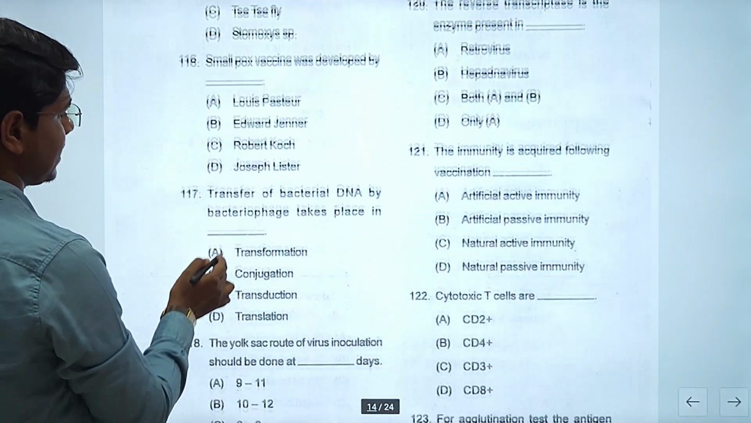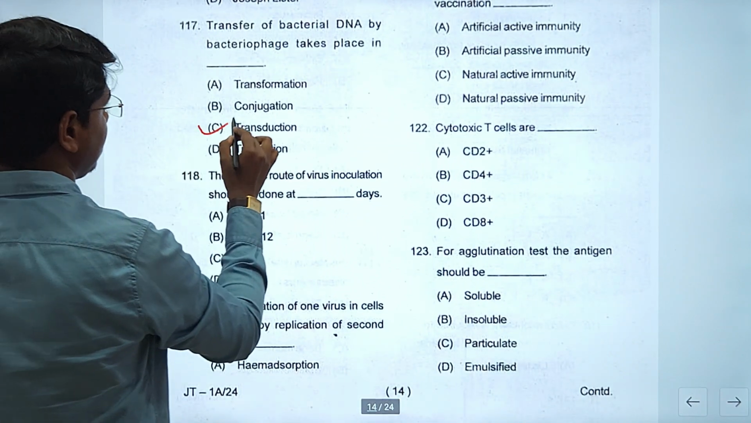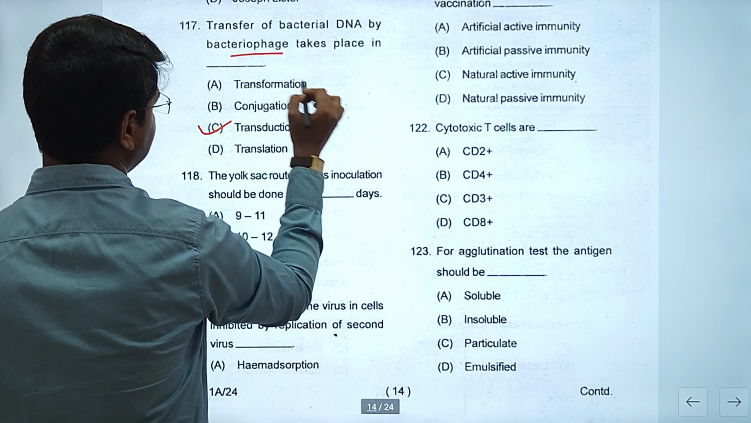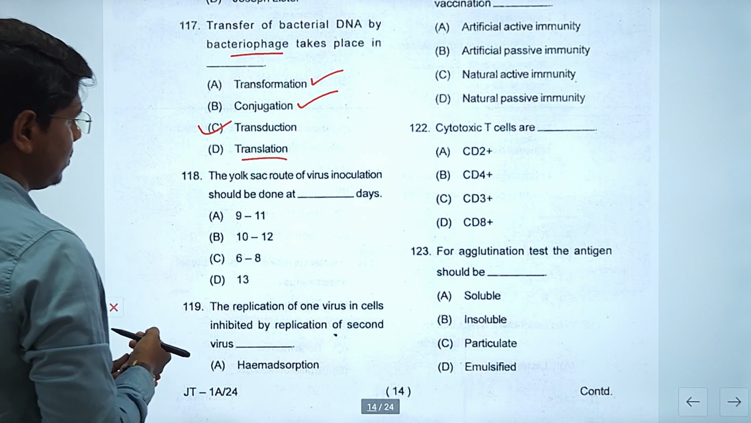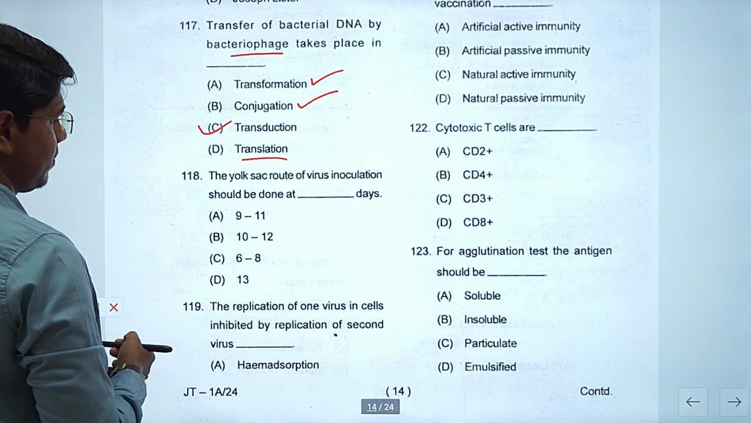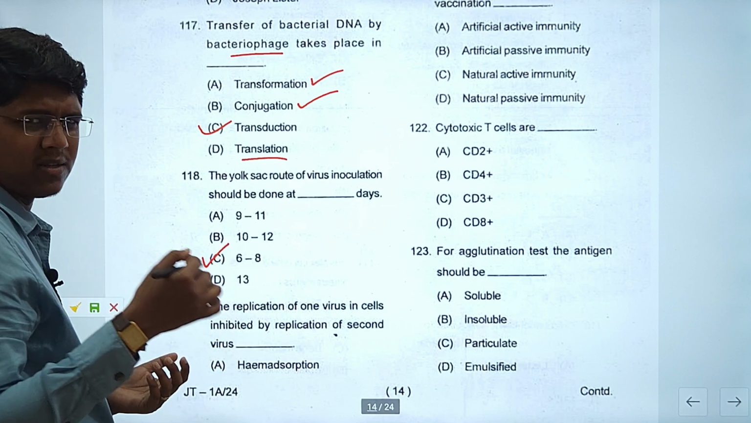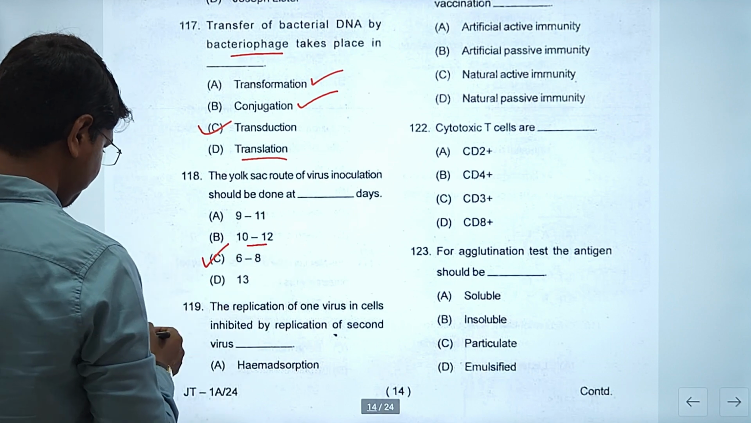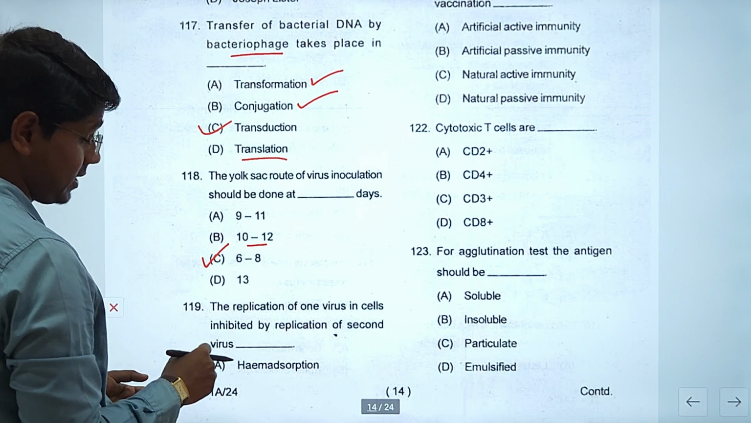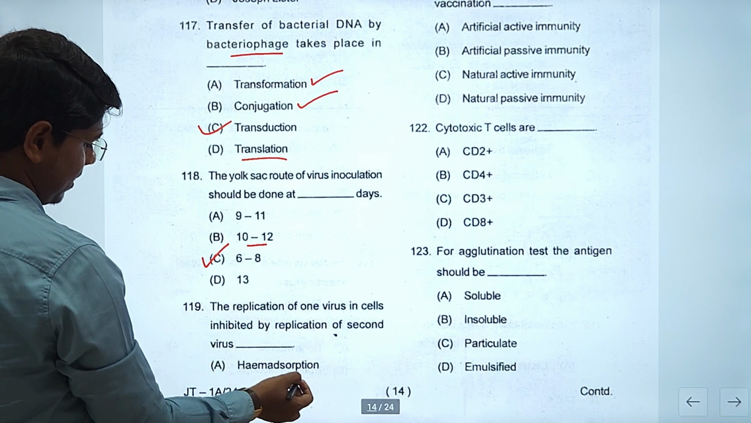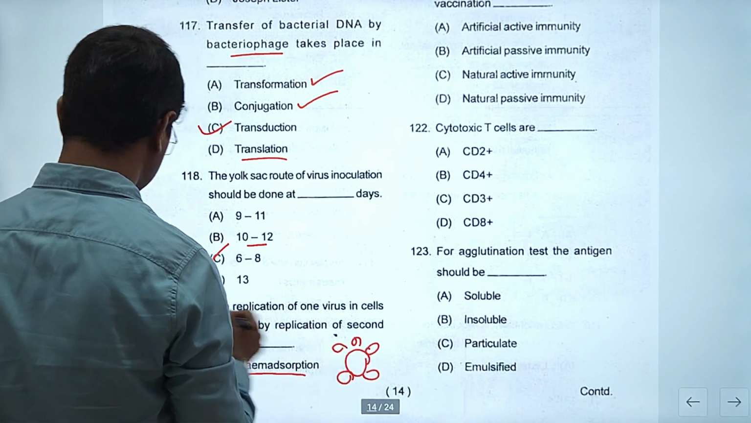Next question. Transfer of bacterial DNA by bacteriophage is transduction. Transduction. When it is taken from the environment, it is transformation. When by direct contact, conjugation. Translation is basically protein synthesis. The yolk sac route of virus inoculation should be done at 6 to 8 days. In some viruses and some articles it is also 10 to 12. The replication of one virus in a cell inhibited by replication of a second virus is viral interference. Okay, hemadsorption means RBCs will get attached or adsorbed to the virus, that is hemadsorption.